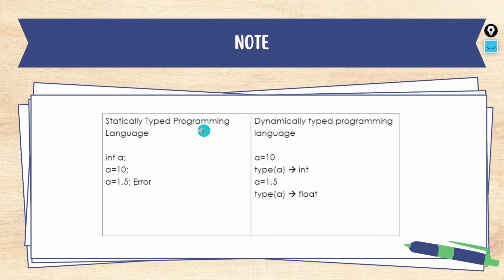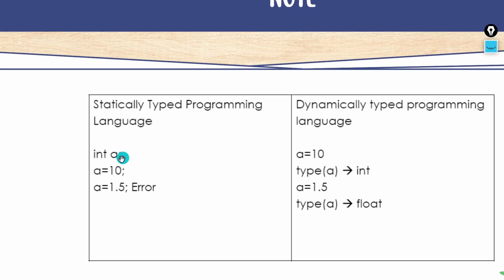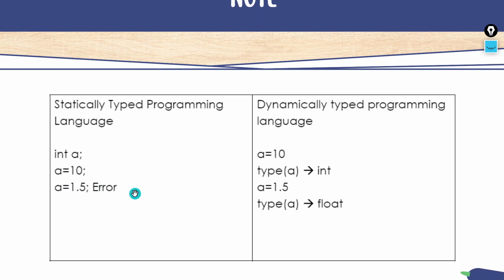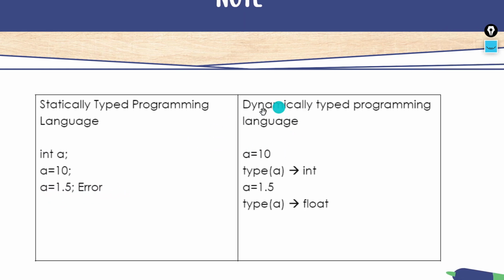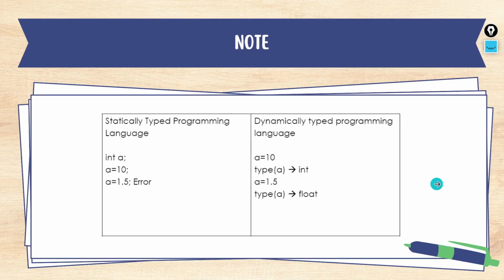Statically typed: whenever you work with a statically typed programming language, you need to mention the type of the variable. So a is a variable, and we mention the data type. Data type mentioned means a will always hold an integer value, right? It cannot hold a float value. But if you are using a dynamically typed language, you can assign 10 and later you can assign a float value as well, which is 1.5, right? This you can also do.